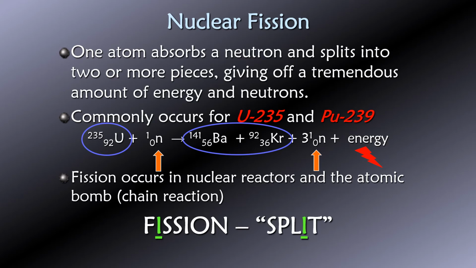And one way to remember that nuclear fission is splitting is the fact that fission has an I, just like an I in splitting. And that could be a way to remember that fission is when we have one atom splitting into two.